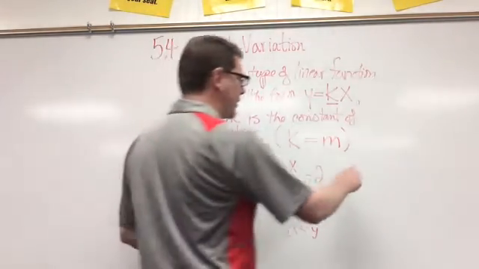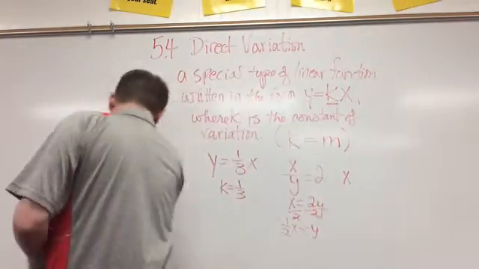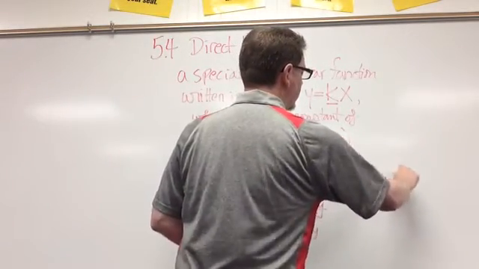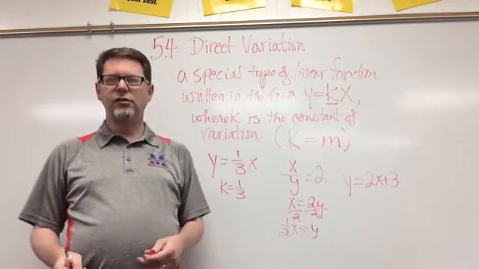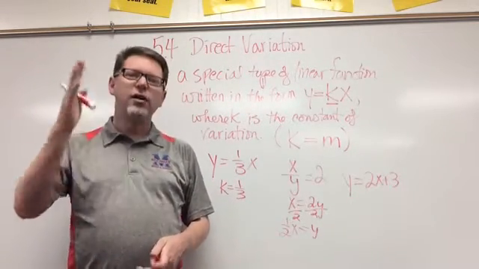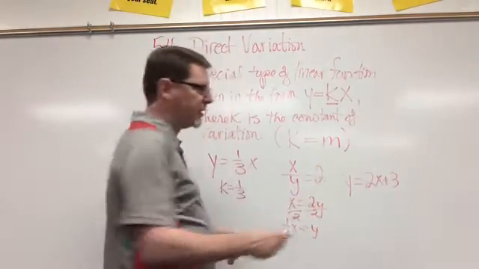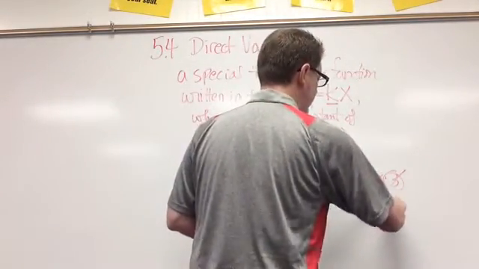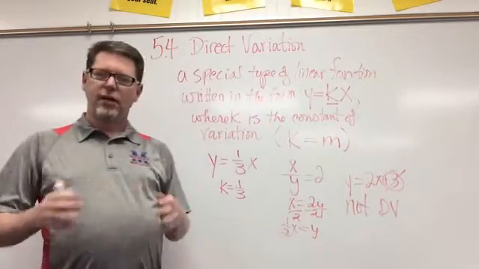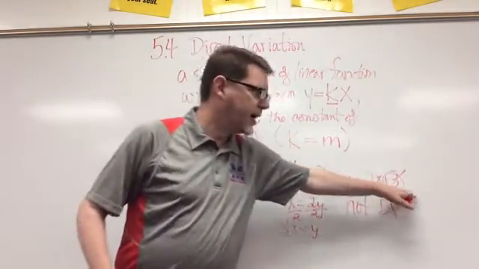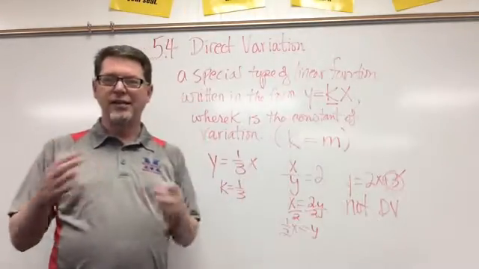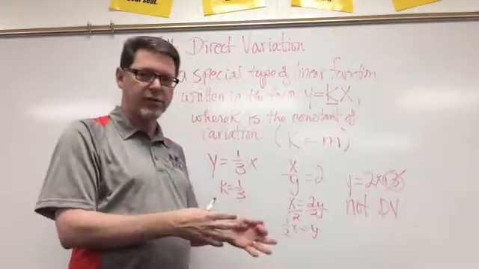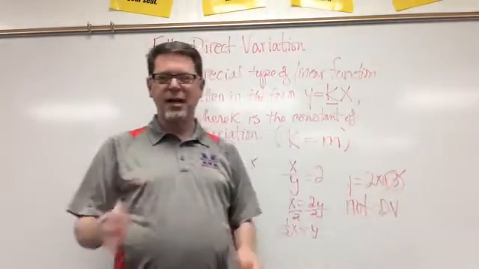What about this one? What about y equals 2x plus 3. Is that direct variation? I think I heard it. No is the correct answer, because of this plus 3. That plus 3 makes it not direct variation at all, because I have a y-intercept that is not 0. 0 has to be the y-intercept for direct variation. So if it was just y equals 2x, yes, but y equals 2x plus 3 is not direct variation.